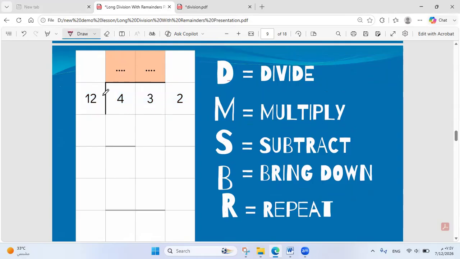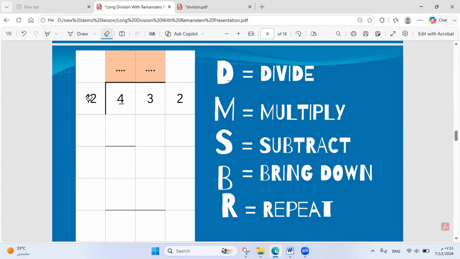Remember, different from the other question, there are 2 digits here. The divisor is 2 digits. So we don't need to start digit by digit. We need 2 digits automatically here. We take 2 digits, which is 43 divided by 12. Let's start: 43 divided by 12 equals what?